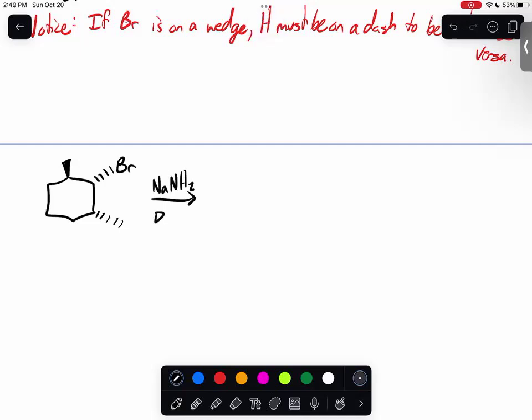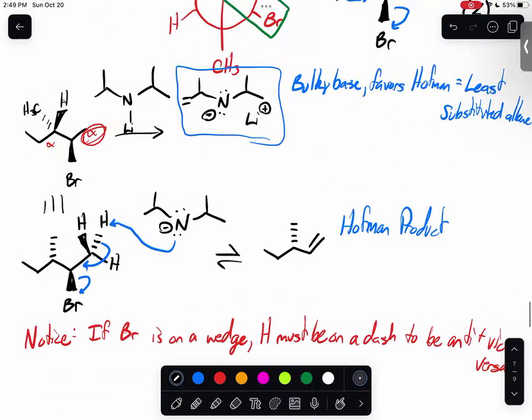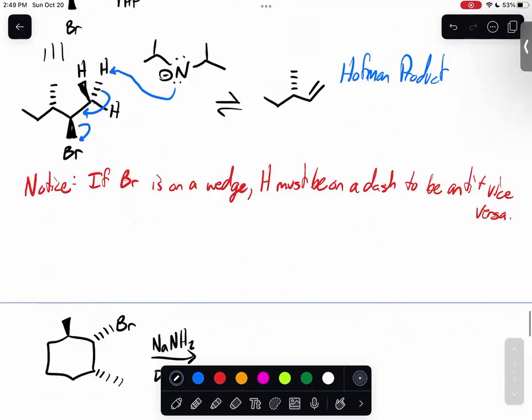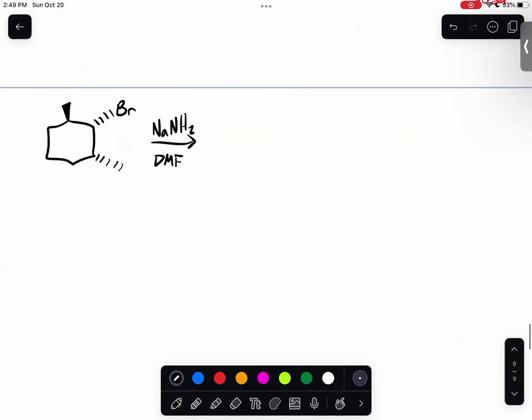I forgot to give a solvent up top. It could be anything. We'll just do THF. So looking at this, we have the sodium amide with DMF. In this case, the sodium amide, of course, is a small base, which means it's going to form Zaitsev products. And then looking at our alpha carbons, we have one here and one here. These would both end up forming trisubstituted alkenes.